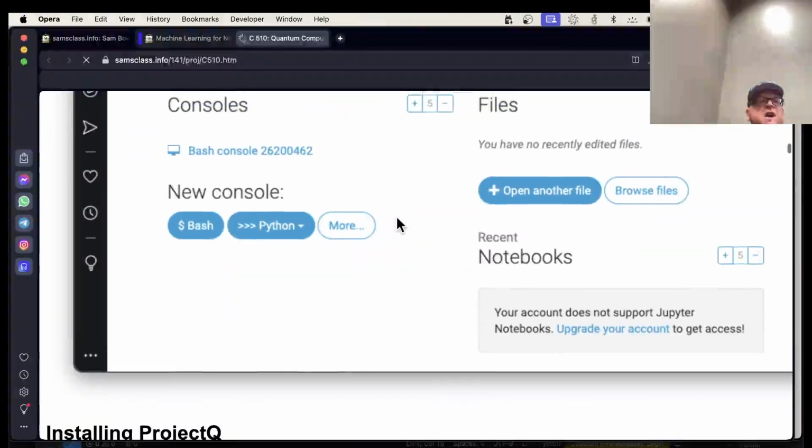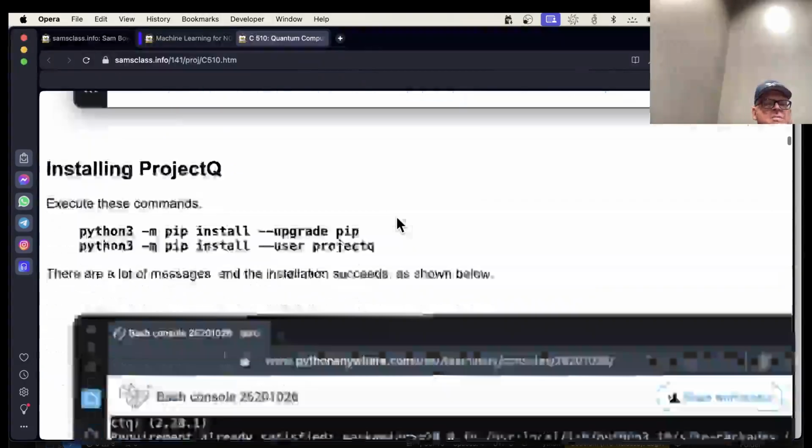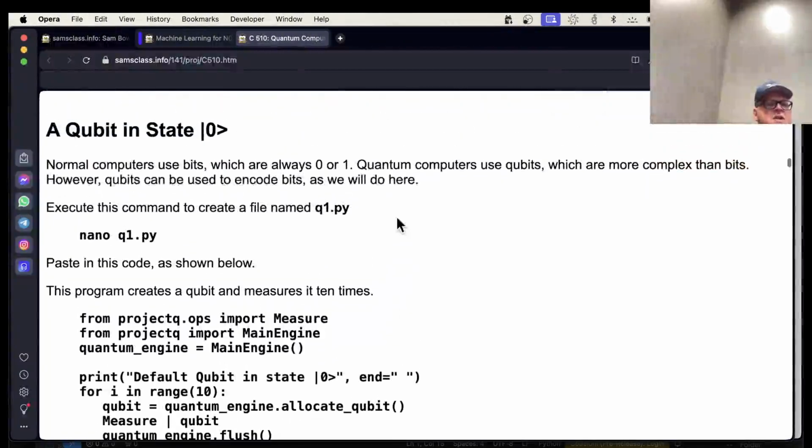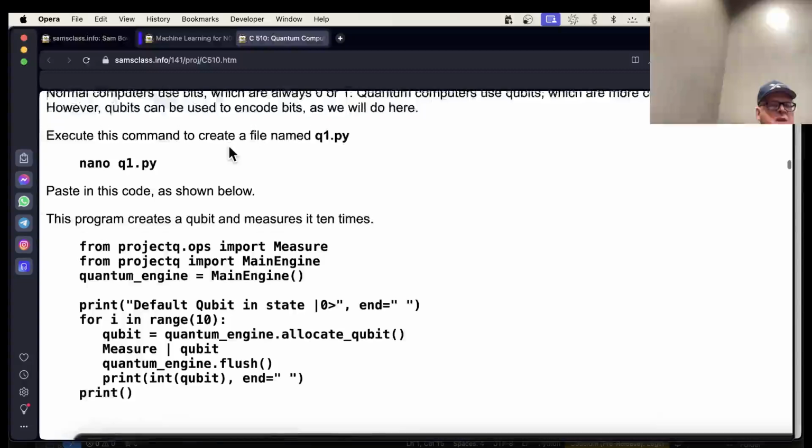So it's best to use a Cloud Python environment because I had trouble installing these libraries to simulate a quantum computer outside that. But once you've got it in this thing, you can now synthesize a qubit. And a qubit is a quantum bit. And now if a qubit is in state 0, it's the same as a normal bit in state 0. Every time you measure it, it's going to be 0.